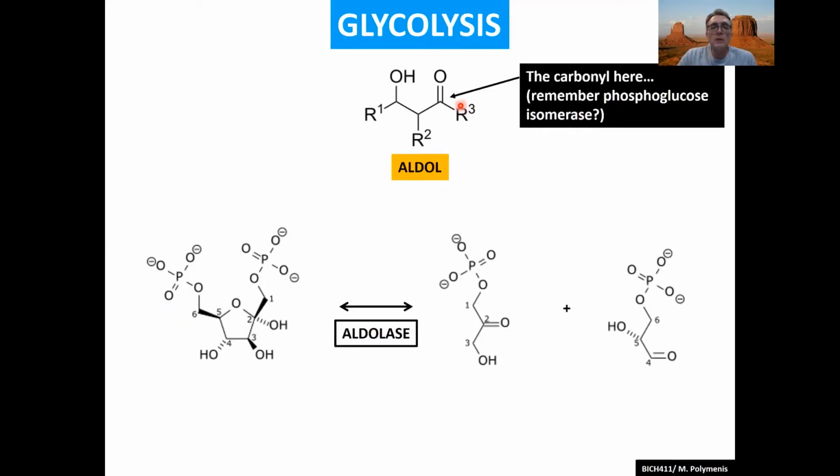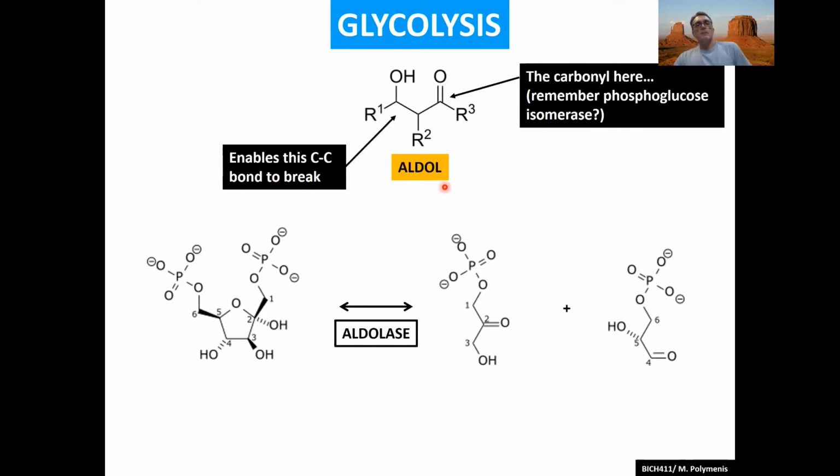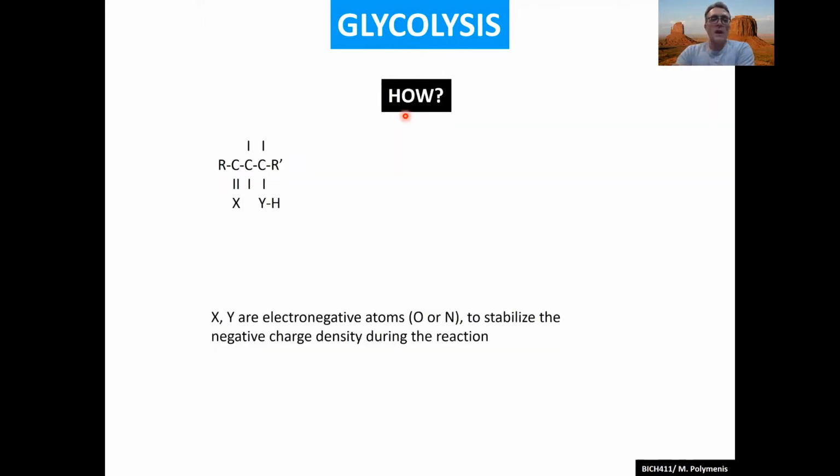And the carbonyl here is where we got it when we converted glucose 6-phosphate to fructose 6-phosphate, and it has a purpose, and this is the purpose here, to activate cleavage at this position close to it. How does that happen? The general mechanism is shown here. Here is a double bond between carbon and something electronegative, usually oxygen or nitrogen. In our case, they are oxygens, the X and Y.